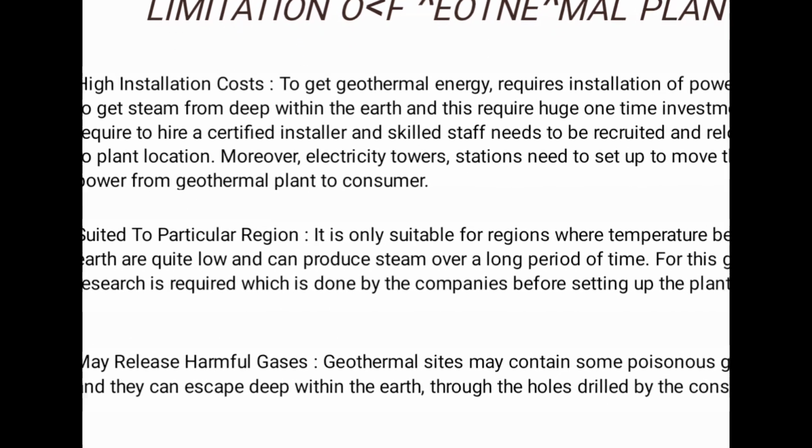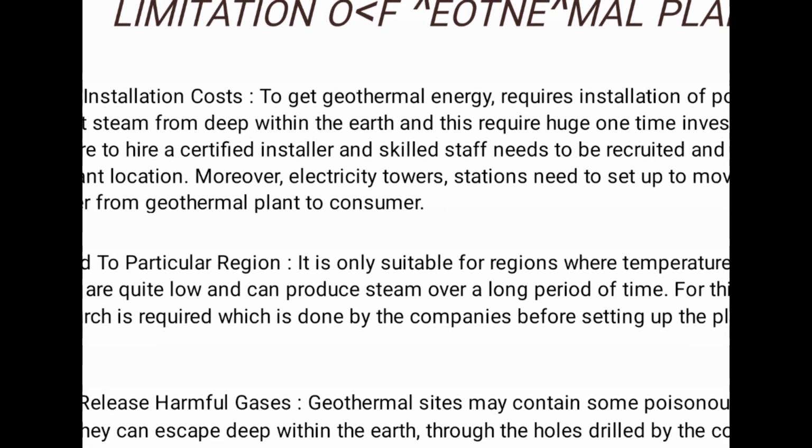Now we are discussing the continuation of the disadvantages. High installation costs: to get geothermal energy requires the installation of power plants to get steam from deep within the earth. This requires a huge time investment and highly certified installers, and moreover electrical tower stations need to be set up to move the power from the plants to the consumers.